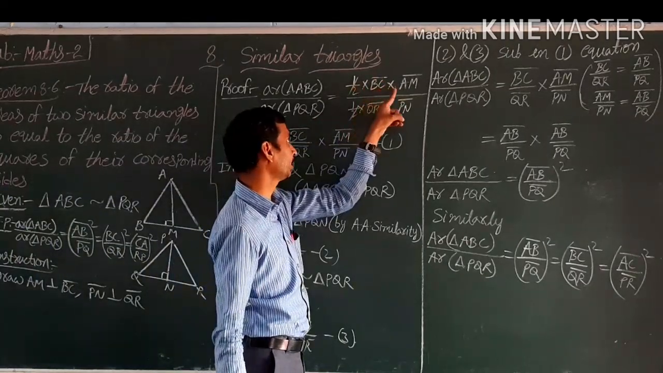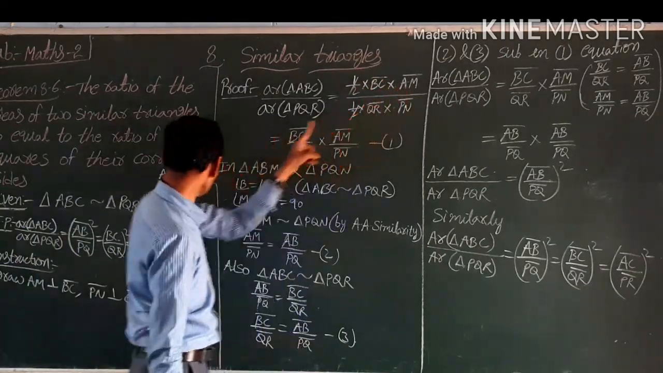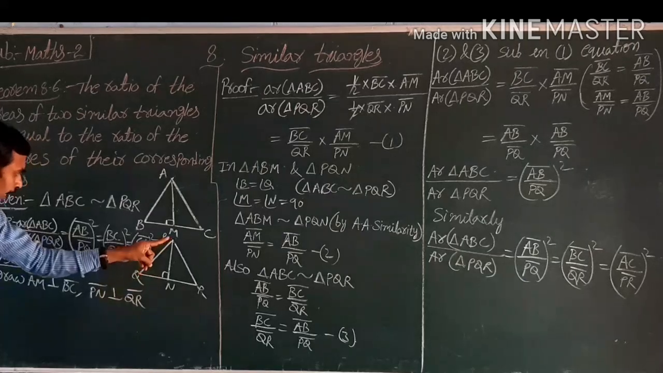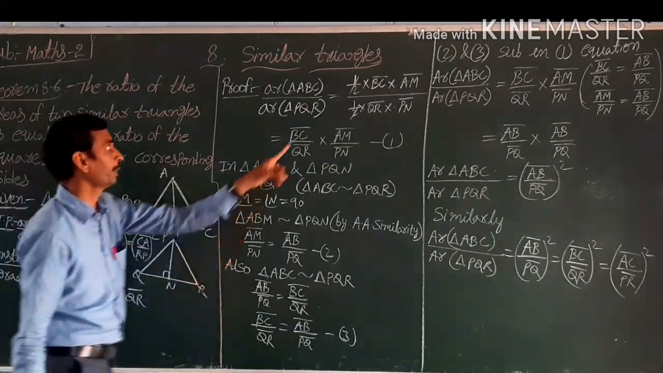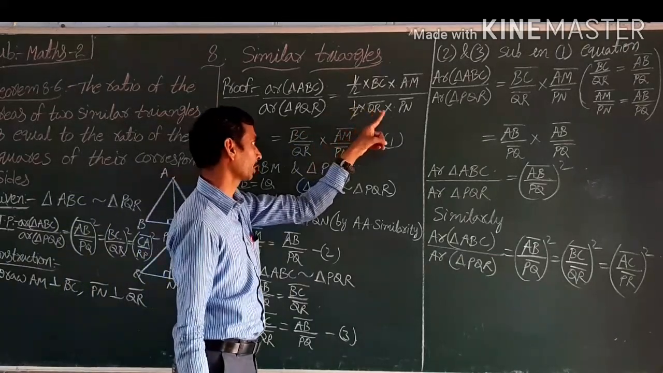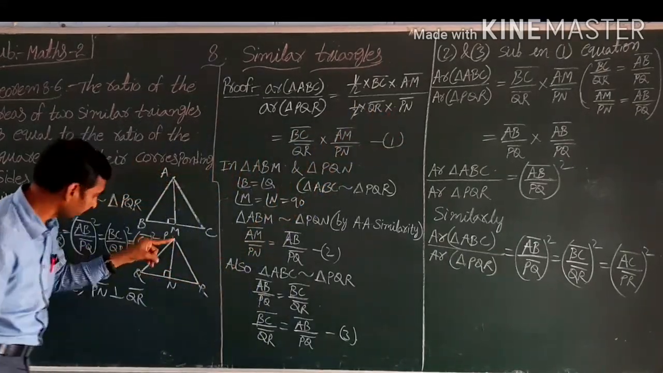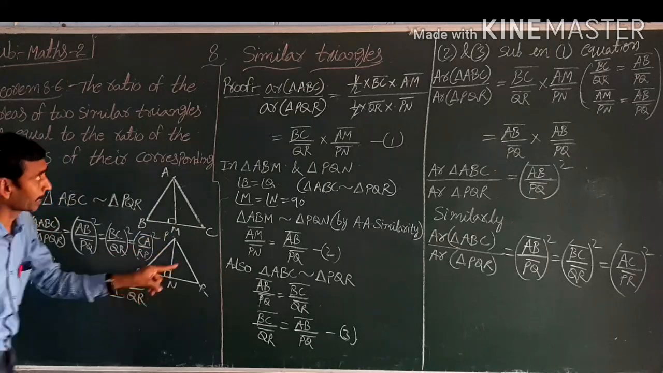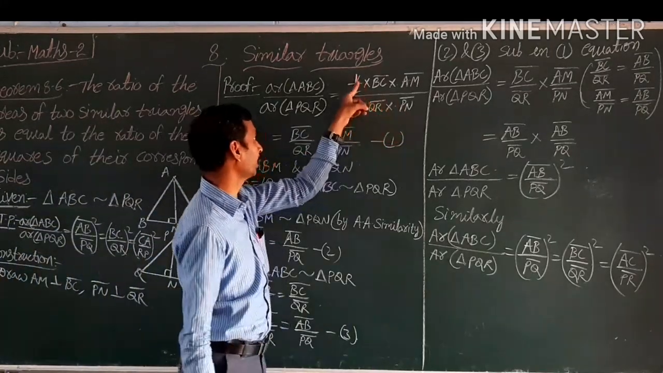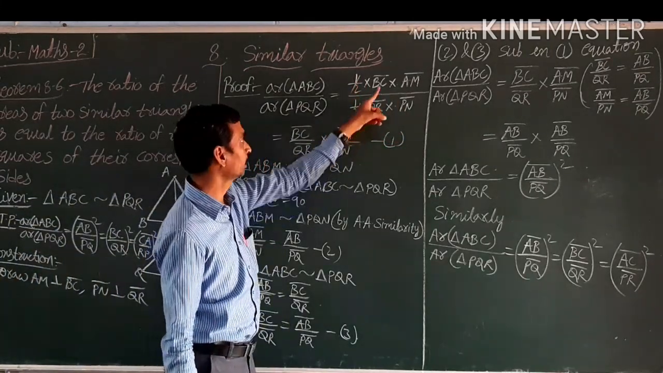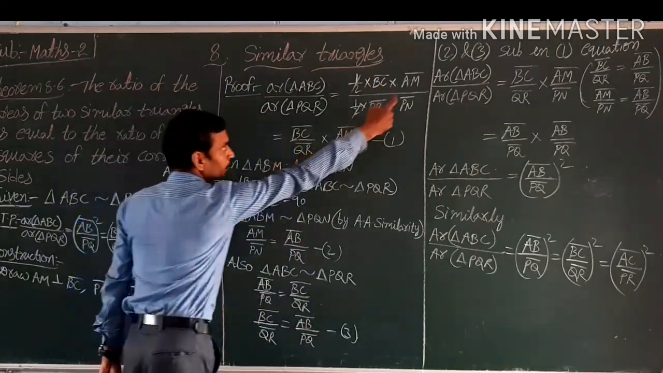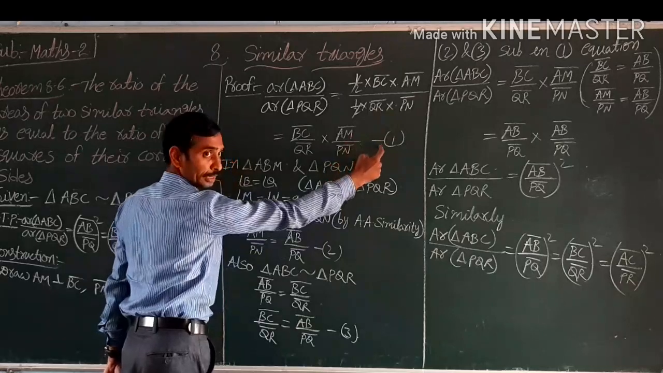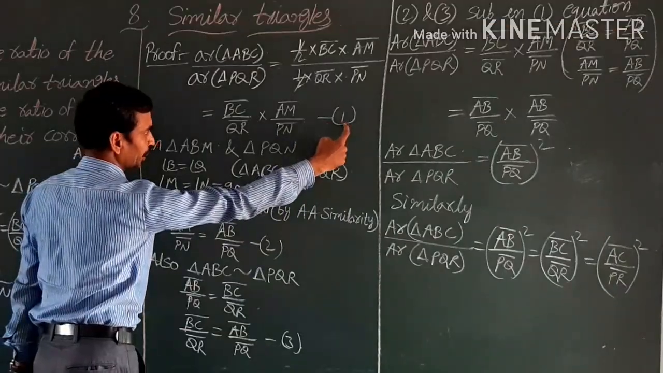Half into BC into AM, by the second triangle. In the second triangle PQR, here QR is the base. 1 by 2 into base QR into height. Here PN is the height. Now the 1 by 2 both will be cancelled. Here BC by QR into AM by PN. This equation we take as the first equation.